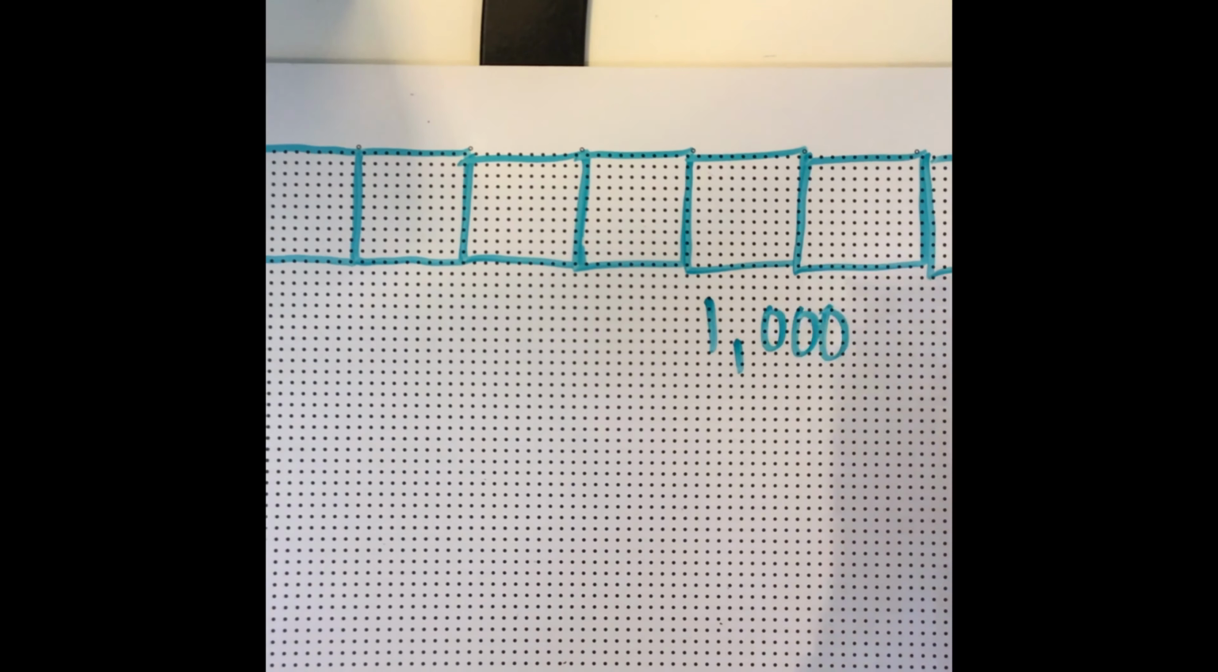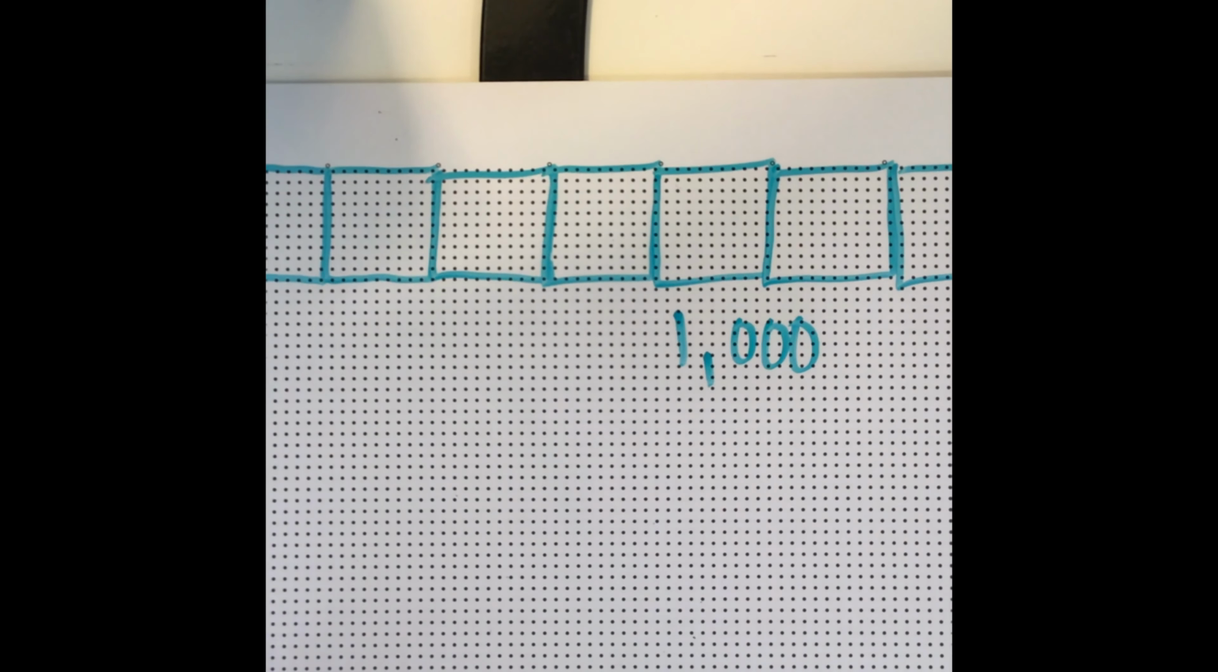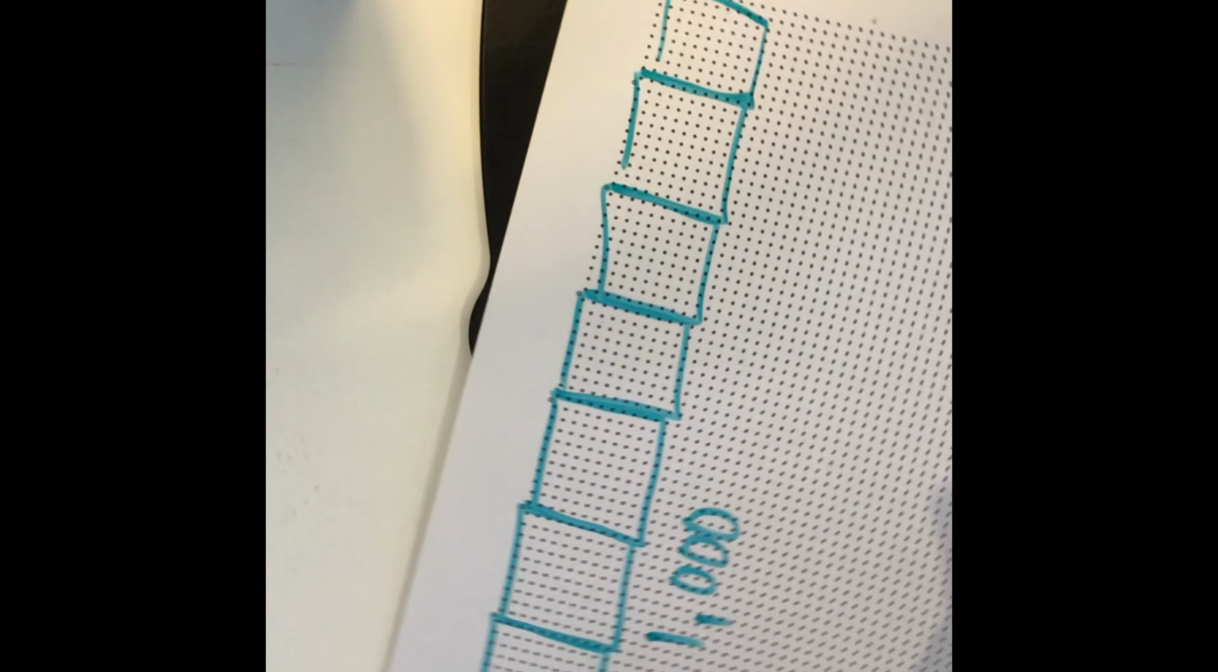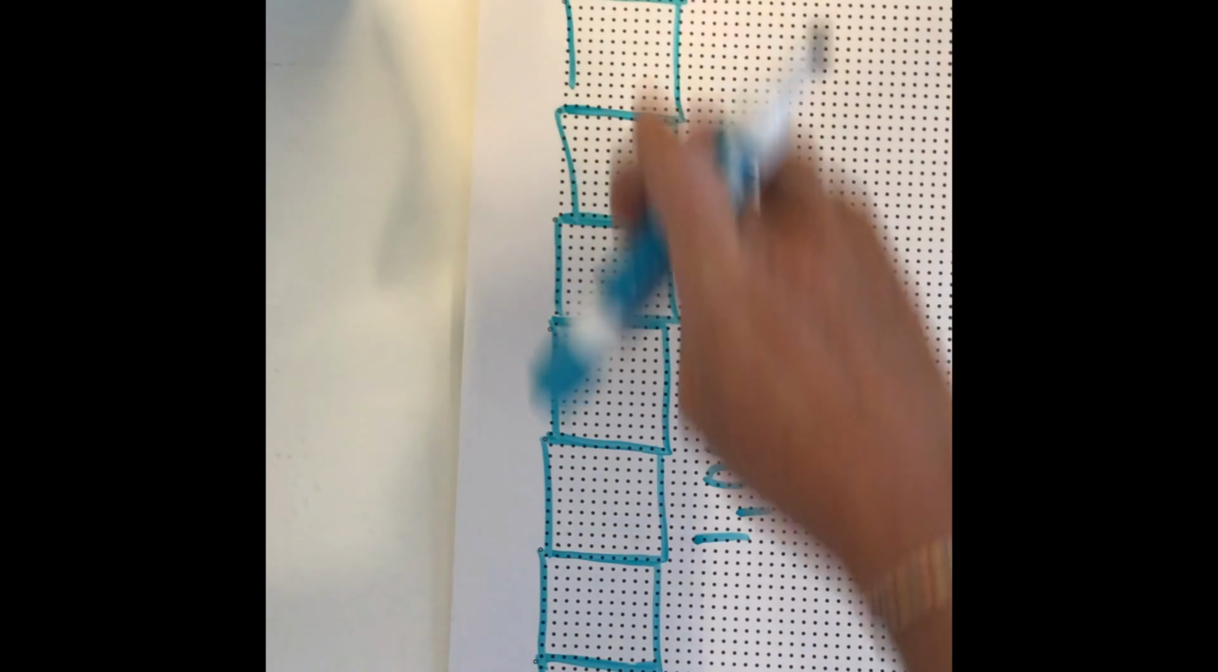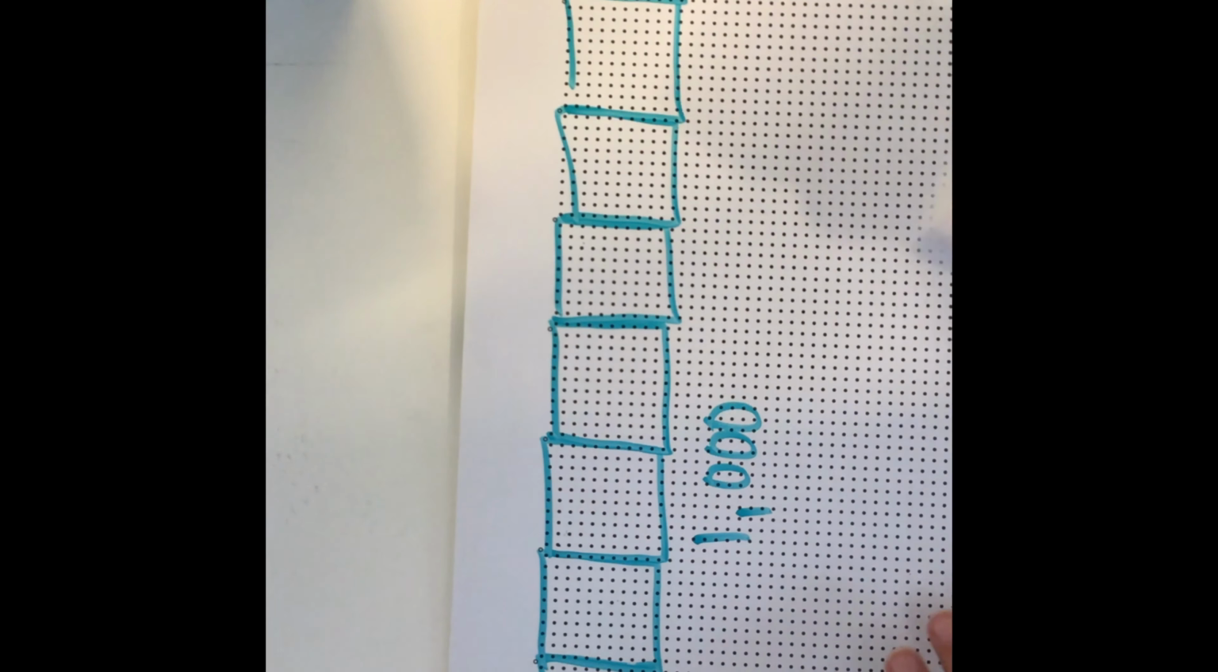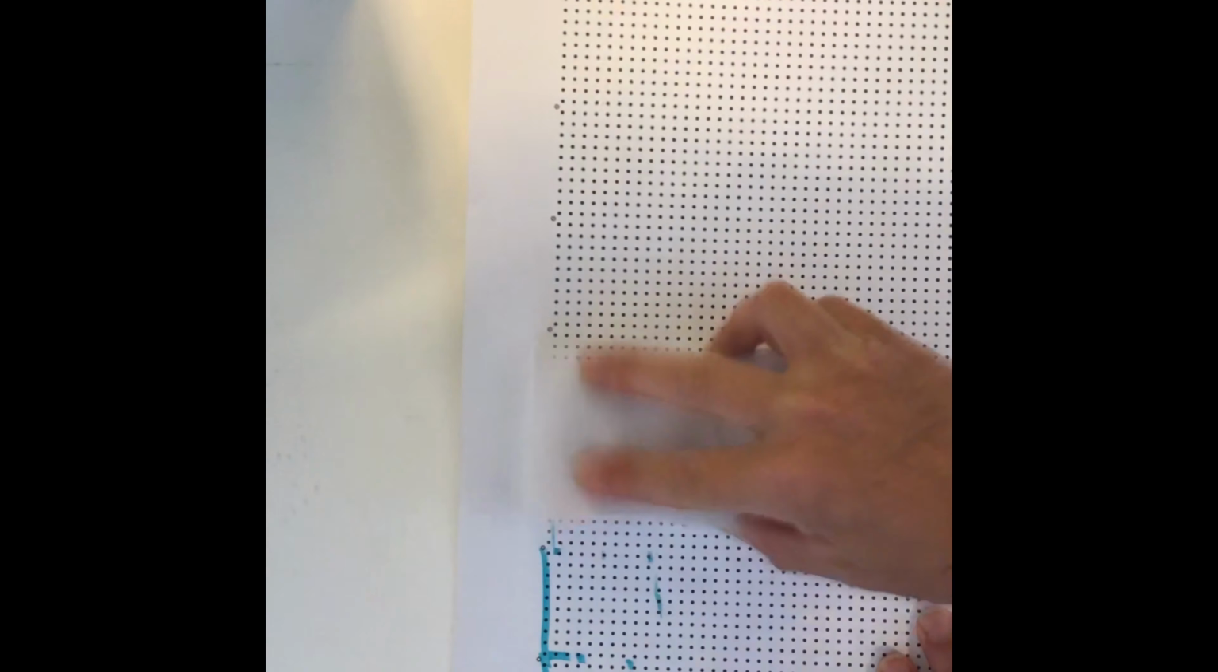So you fill up your whole board to make 1,000. Okay? So if you look down at the bottom of page 3, they have one big long rectangle. So what they did to make it even faster was, instead of drawing 10 hundreds, they just did one rectangle and they said, oh, that's 1,000.